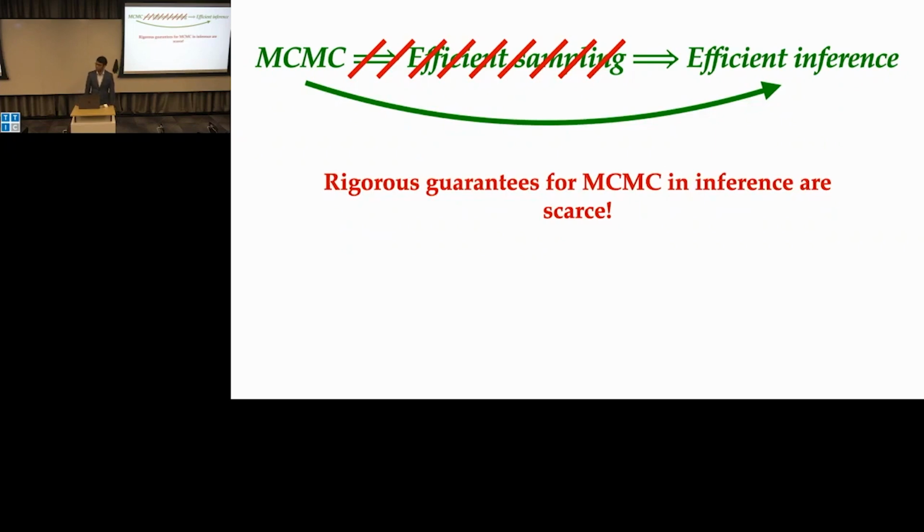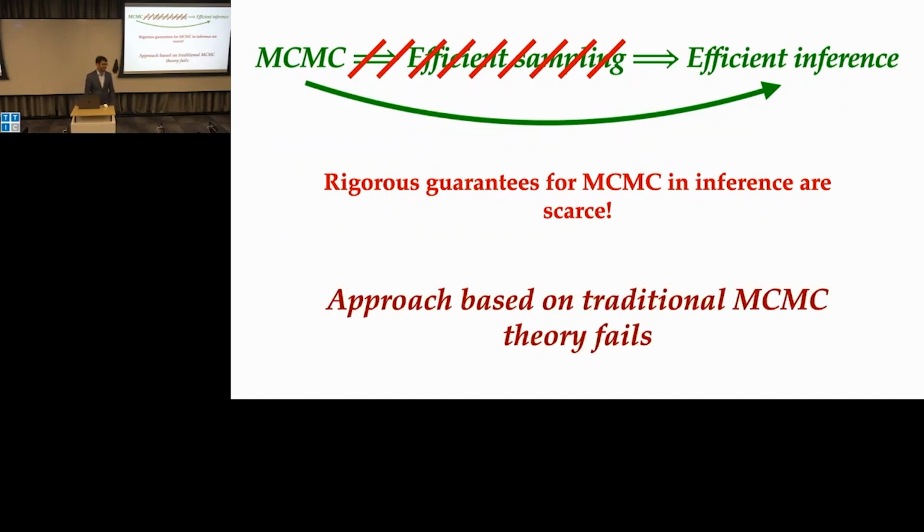And in general, in the context of inference, rigorous guarantees for MCMC methods are fairly scarce. And my diagnosis of this is that it's because the traditional approaches to analyzing Markov chains are based on proving that Markov chain samples, and this approach fails.